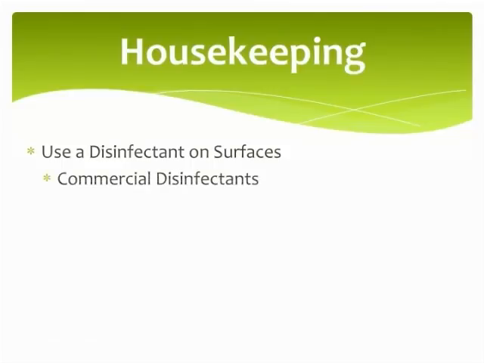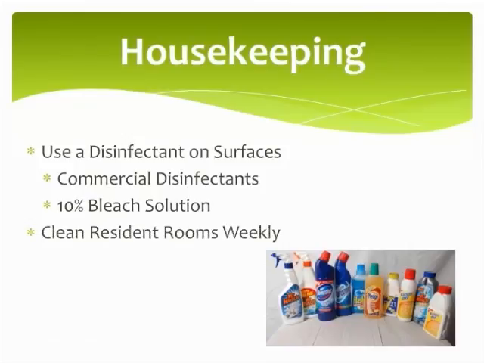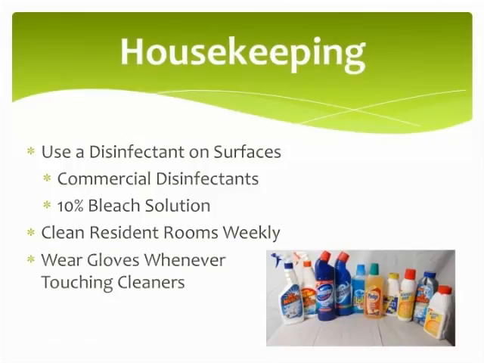We can either use commercially available disinfectants, such as those that we can buy from the store, or we can make a 10% bleach solution by mixing 1 part bleach with 10 parts water. A 10% bleach solution is as effective as any commercially available disinfectant. It is important that we clean resident rooms at least weekly in order to help minimize the risk for illness and/or infection. Of course, it is always important to clean up any spill or mess that is made when it happens to help protect our residents.